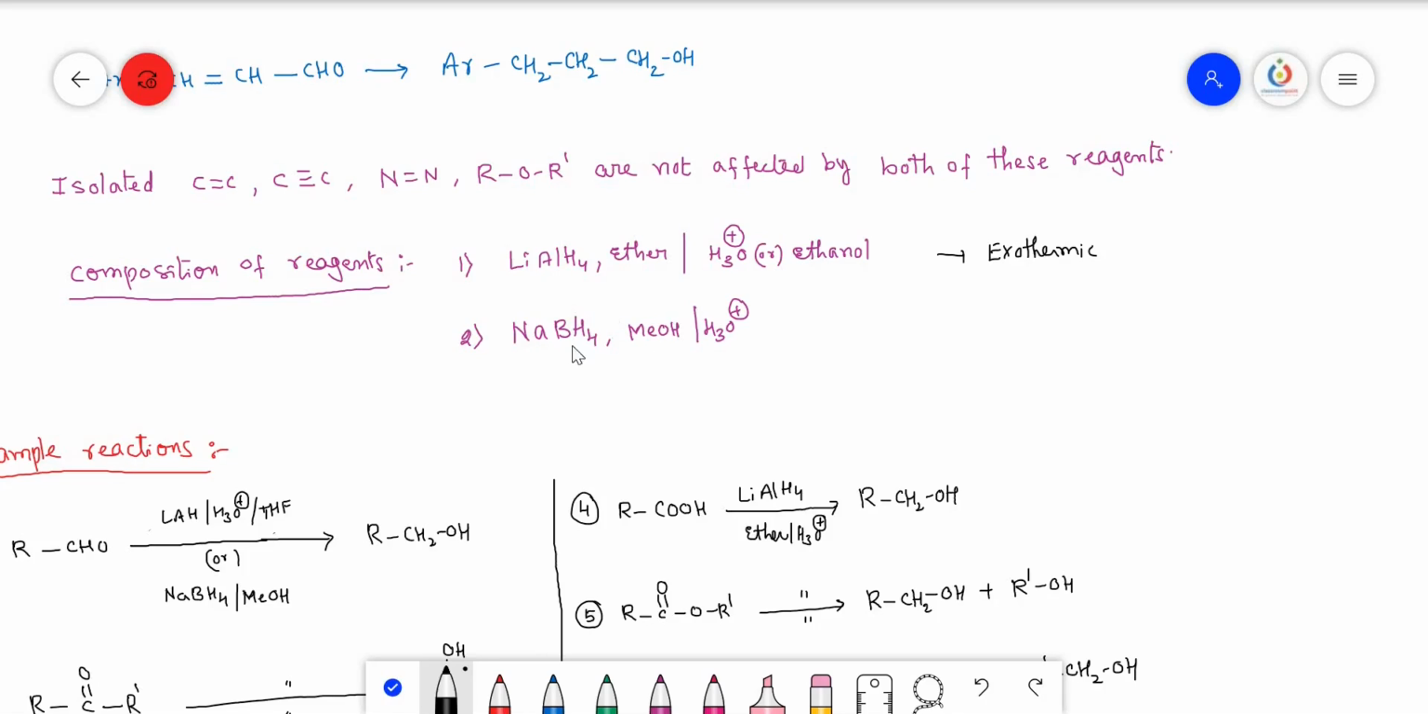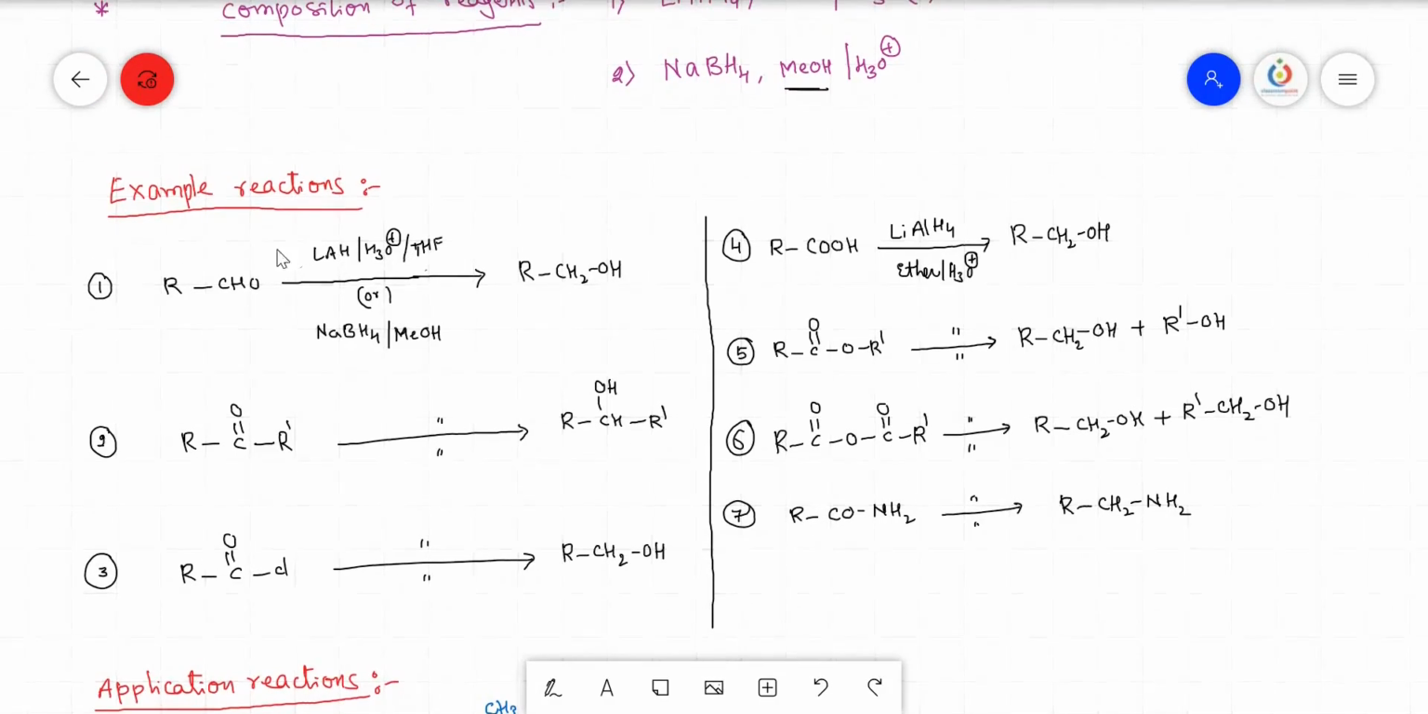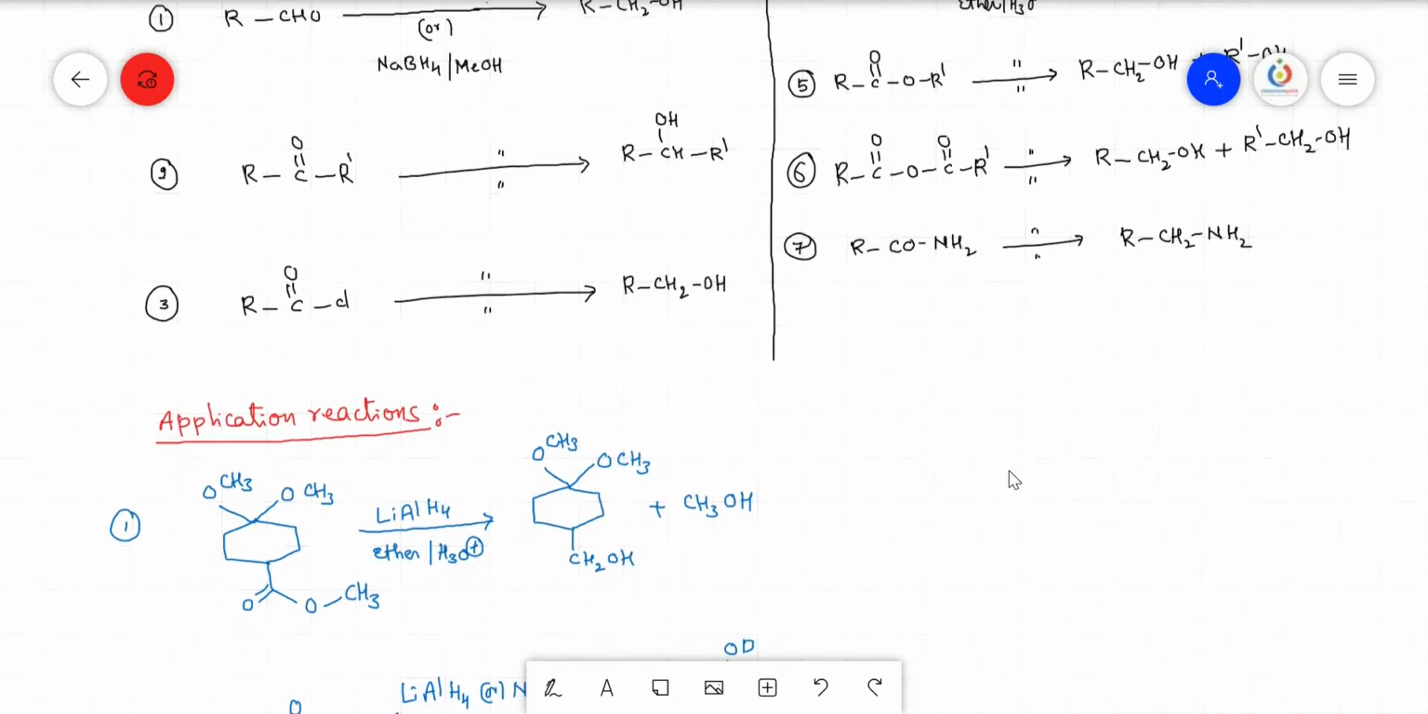But in the case of sodium borohydride, it is insoluble in ether, so we should not use an ether combination of sodium borohydride. We have to use methyl alcohol or other polar protic solvents. Now let's see some example reactions, then application reactions. In these example reactions, as we have seen, aldehydes, ketones, and acid halides are reduced to their respective alcohols by both of these reducing agents. But if you use carboxylic acid, ester, anhydride, or amide, only lithium aluminum hydride can reduce these to their respective alcohols and compounds, but not sodium borohydride.